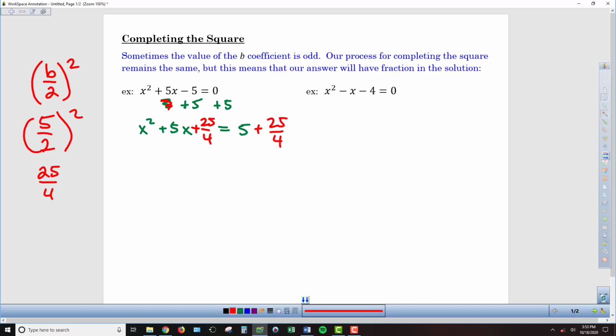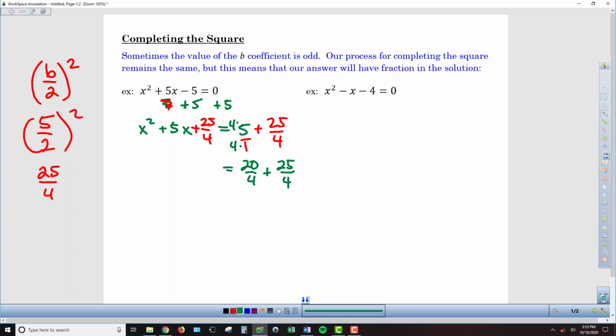So now I have to add these two numbers on this side, so I need to get a common denominator in order to add those. So we need to multiply the top and bottom of 5 over 1 by 4. So I'm going to get 20 over 4 plus 25 over 4.